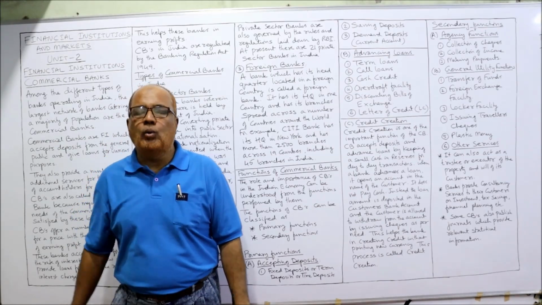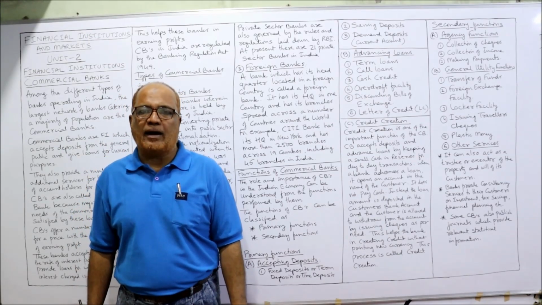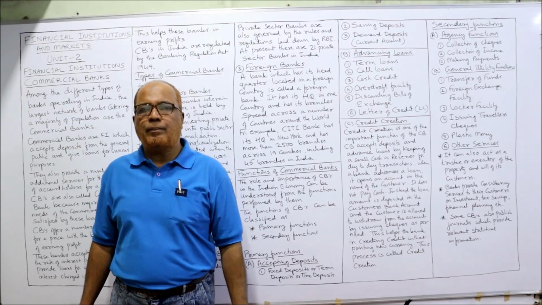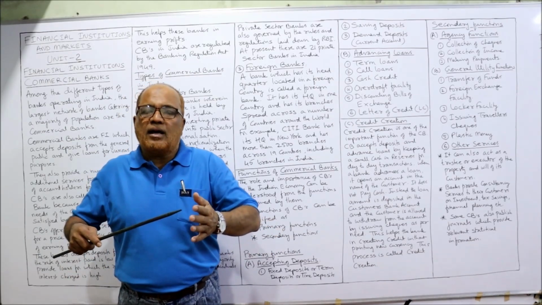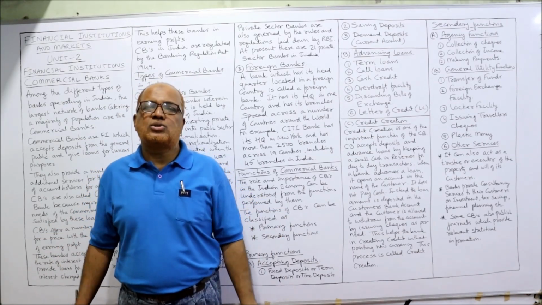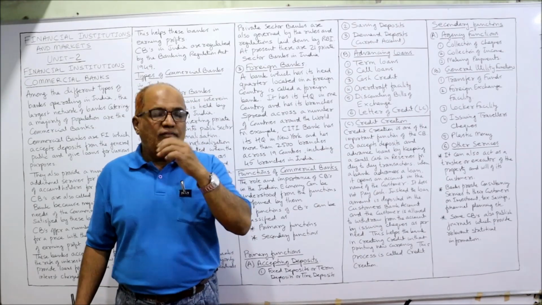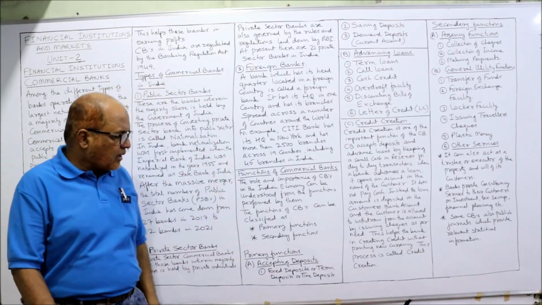So what the people will do, the people will deposit the cash in the bank. The bank will accept the deposits from the people. But how will the bank accept the deposits? The banker has given different options to the people to open the account. In this way, we have different types of deposits or different types of accounts.